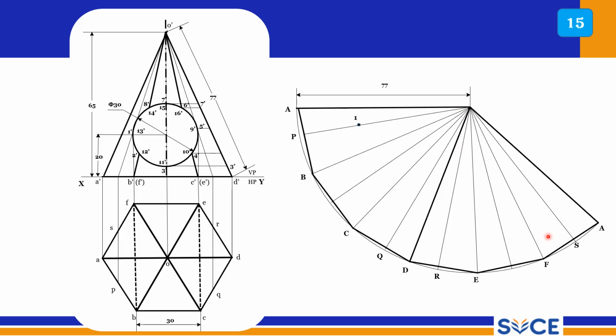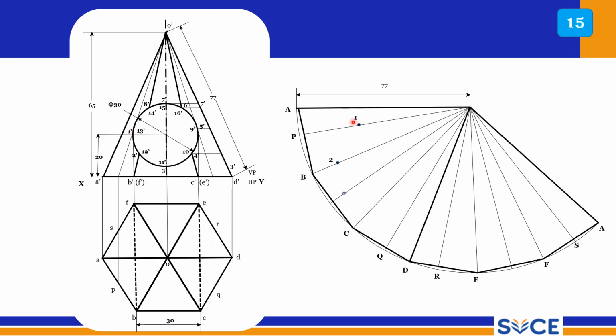So all the lines are drawn here, including slant edges, and I have to measure all these points on the true slant length only. One point is here, so I have to project onto the true slant length and mark 1. I have to measure the distance for point number 1 on the true slant line.